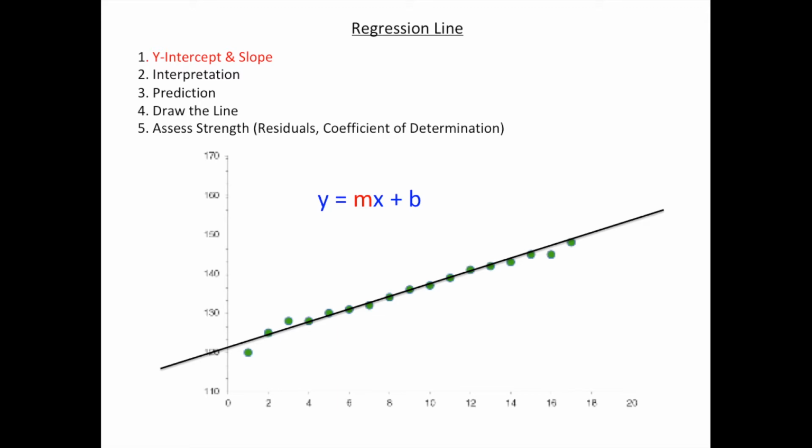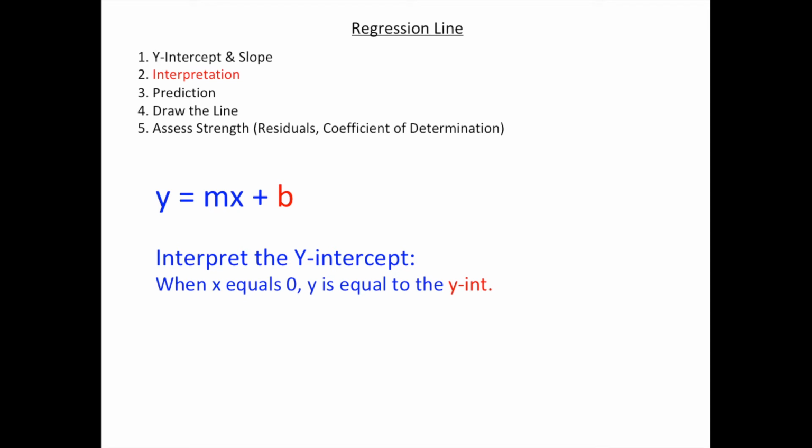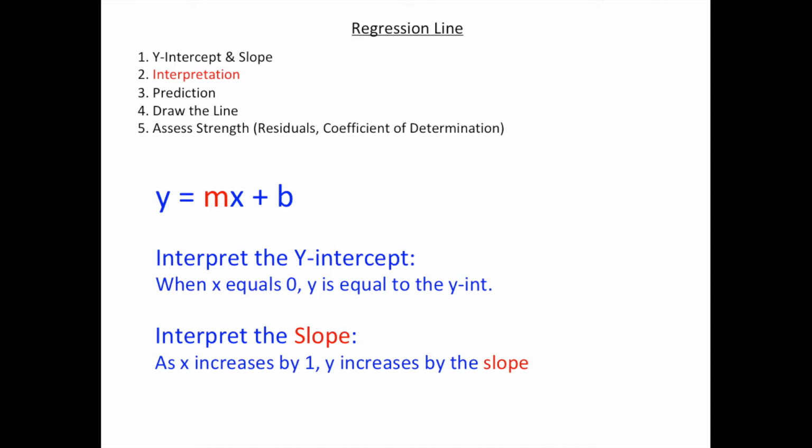So now that you know how to identify the y-intercept and the slope, we can interpret these values using the equation of the line. So anytime you interpret the y-intercept, which is the b in the equation, you always want to state that when x is set equal to 0, the y value is going to equal the y-intercept. And then for the slope of the equation, there are two scenarios. You can either state that as x is increasing by 1 unit, the y will increase by the slope, but if you have a negative slope, you're going to state that as x increases by 1 unit, y is going to decrease by the slope.